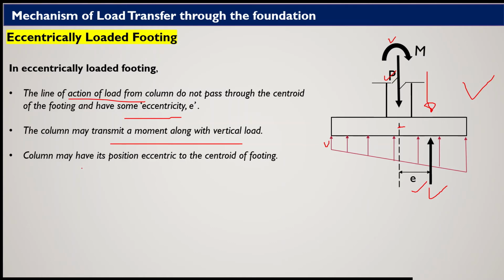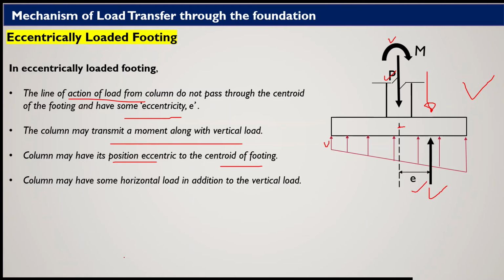Another case is that the column may have its position eccentric to the centroid of the footing. That means this column may be located somewhere here, or this column may be located somewhere here. The column may also have some horizontal load in addition to the vertical load. That means if some horizontal load is acting on the column, it may be due to any type of horizontal forces, that means forces parallel to the horizontal, just like wind pressure, or it may be earthquake forces.